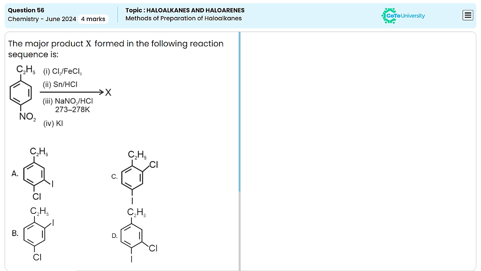In this question, a reaction series is given. We have to identify the major product X in this given reaction. The reagents are given as: first, chlorine with ferric chloride; second, tin and HCl; third, sodium nitrite and HCl at a temperature of 273 to 278 Kelvin; and the last reagent used here is potassium iodide. In order to predict the major product of the reaction, we have to know the complete reaction series.